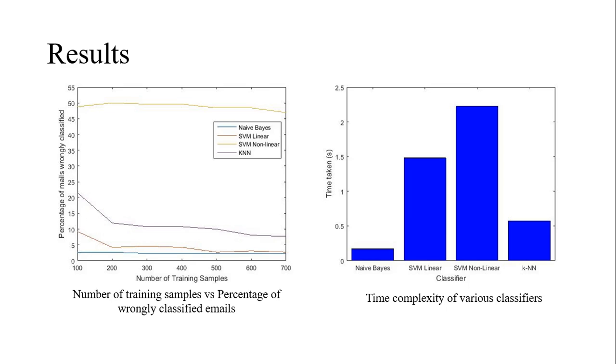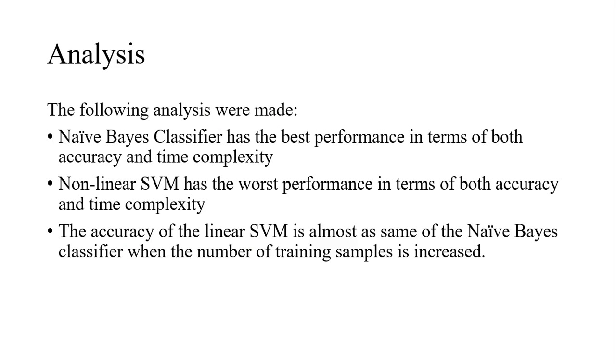You can clearly see that this is because naive Bayes is a very simple classifier and is based on probabilistic theory, while the SVM takes the most time since it's a very complex classifier. The KNN comes in between the naive Bayes and the SVM in terms of time complexity.